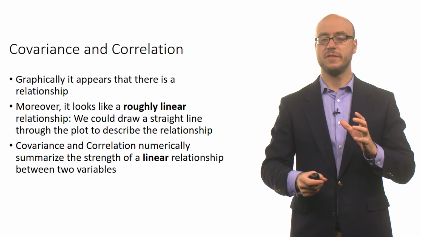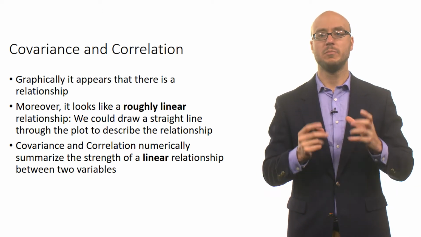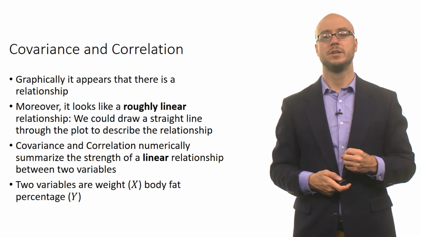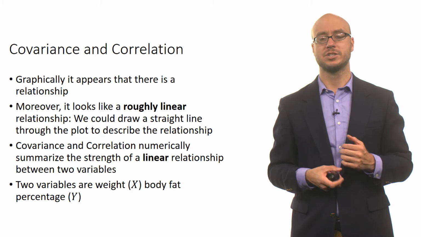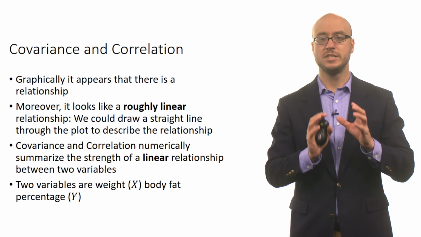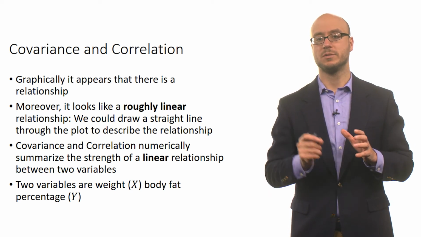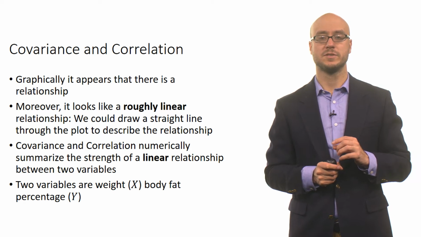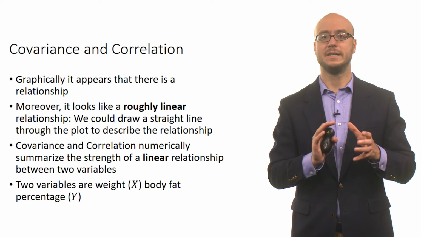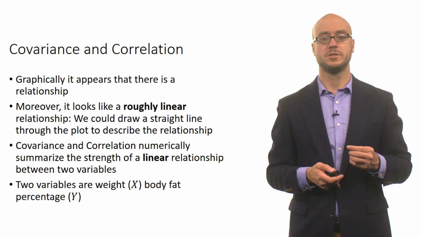Basically, covariance and the related measure of association, correlation, numerically summarize the strength and direction of a linear relationship between two variables. But we'll see in just a moment that covariance has its limitations as a measure of association. Correlation is an improvement. So we will explore that idea of numerically summarizing the relationship between these two variables.